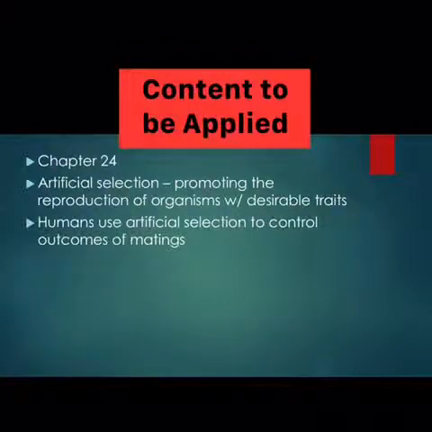In Chapter 24, we learned about artificial selection, which is promoting the reproduction of organisms with traits that are perceived as desirable. So by selecting a female and male to mate that both have a desired trait, we can intentionally produce offspring that are phenotypically desirable.